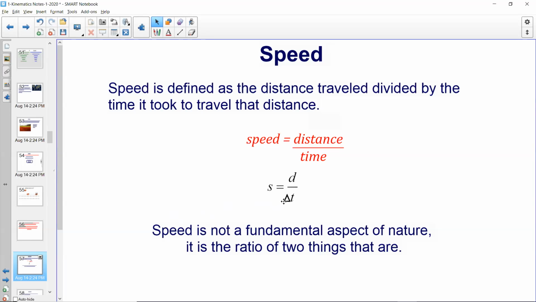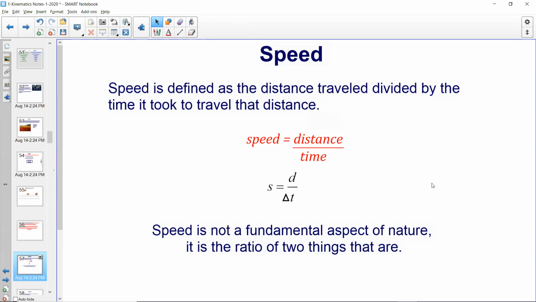And the reason they sometimes leave the triangle off is because when we're making measurements, we typically start the stopwatch and just say, okay, go. And we start the stopwatch, and then when it's over, we stop it. And so the elapsed time is the instantaneous time at the end. And so sometimes they don't put the delta in the equation.